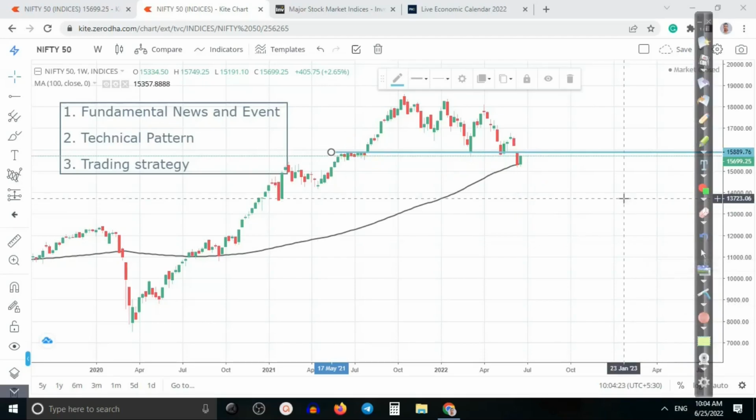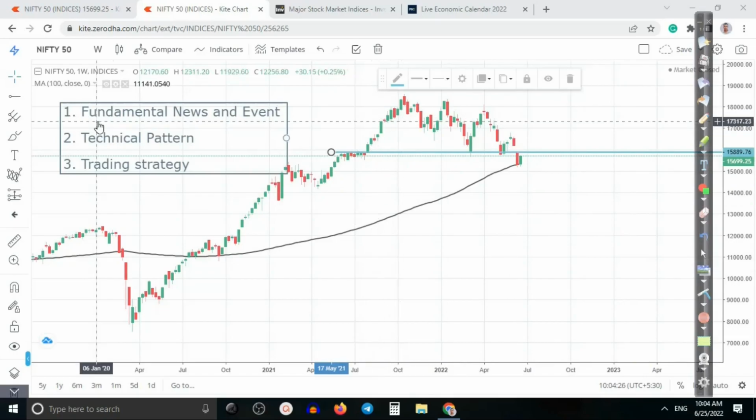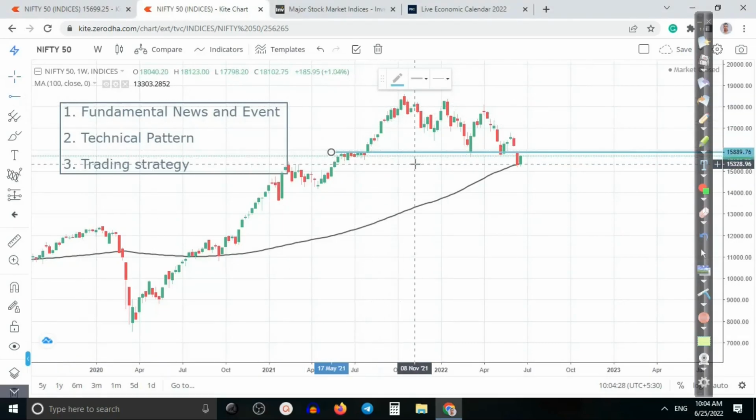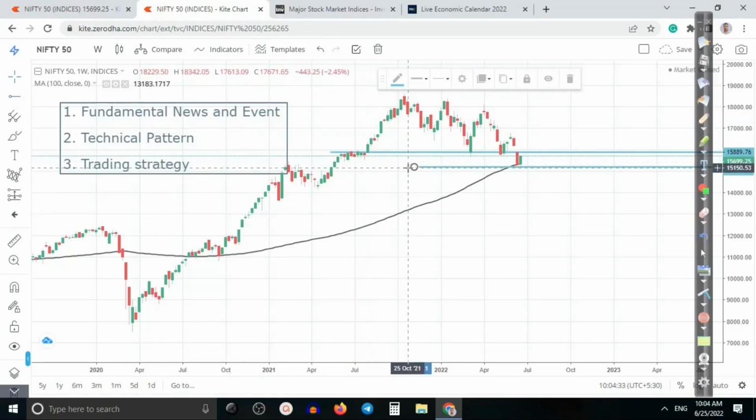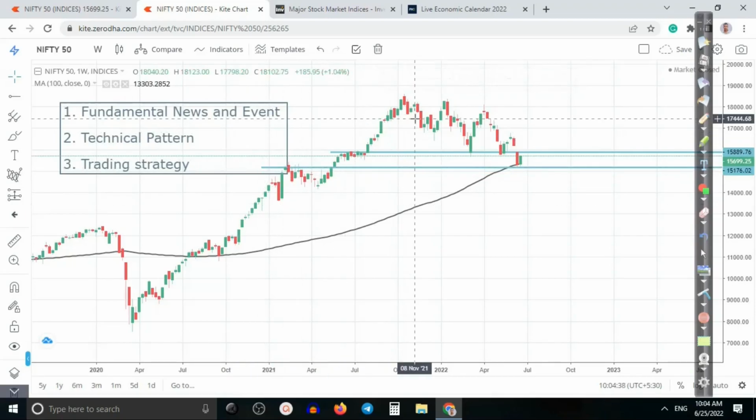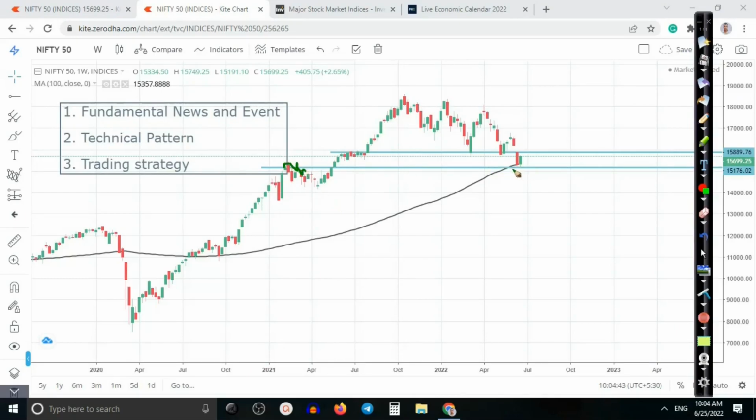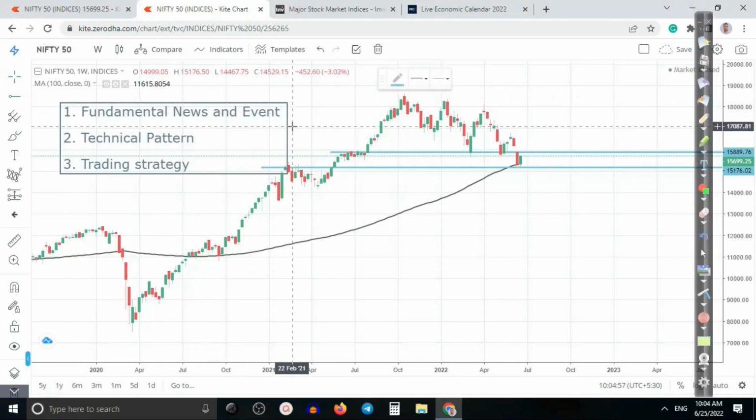Now next the target. Okay, let me draw another supporting line. I want to draw a weekly supporting line. This is also most important, because we need multiple rejections. So here we have seen some rejection. This is the supporting line, with rejection, and the price also rejected, and we placed this supporting line below the 100 simple moving average. So next, let me draw some resistance line, and here is the resistance line.